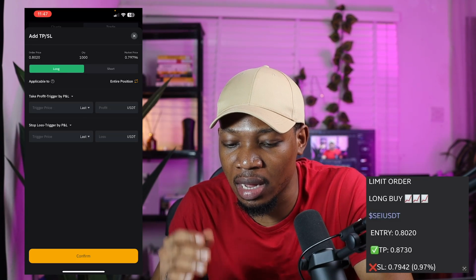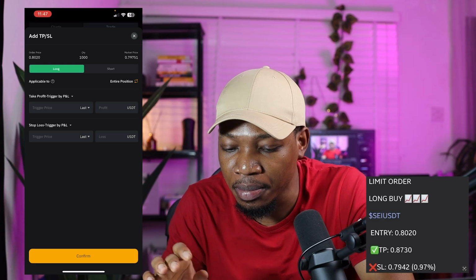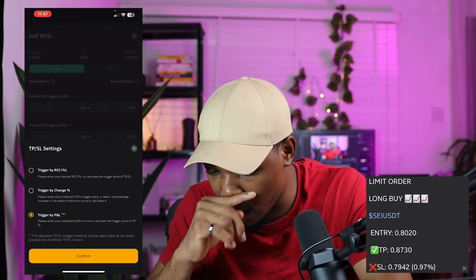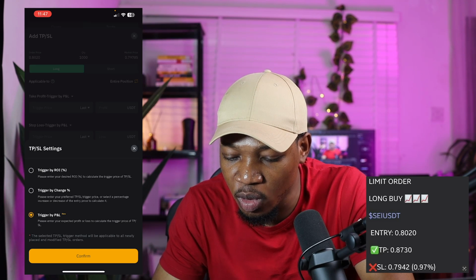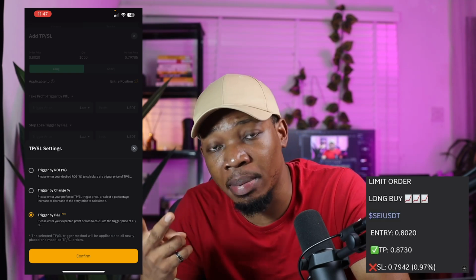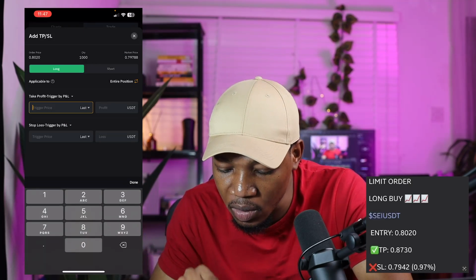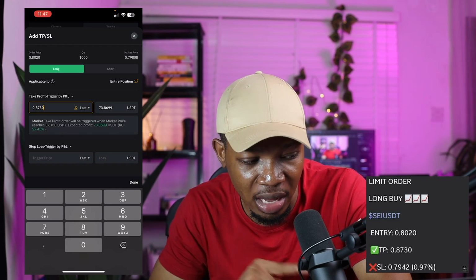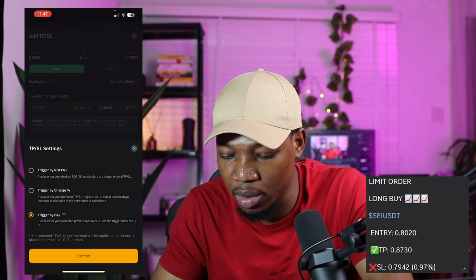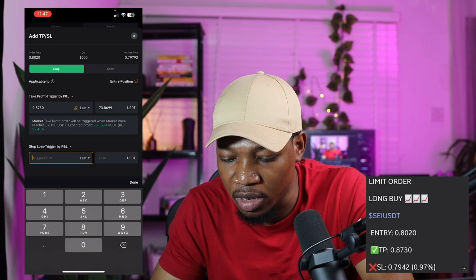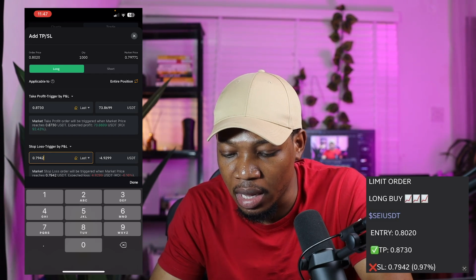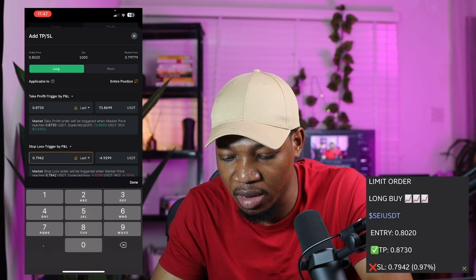So I can actually come over here, and once I tap on my TP and SL, you can see that I have the long or short. So from the signal, we are going on a long buy, and I have the option for long to pick whether I'm going to be triggering by ROI, or I'm triggering by a change in percentage, or triggering by the price. Okay, so I'm going to click on triggering by the price because I actually have the price on here, and I'm going to enter it. We have 0.8730, and for the stop loss, I'm also going to be doing the same thing here by the price as well. Confirm, and here I'm going to be putting 0.7942.